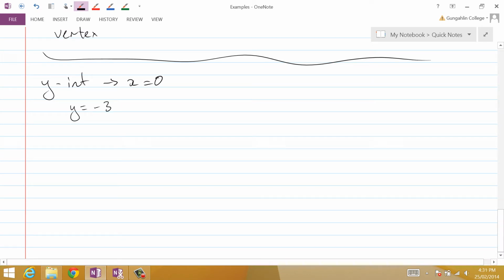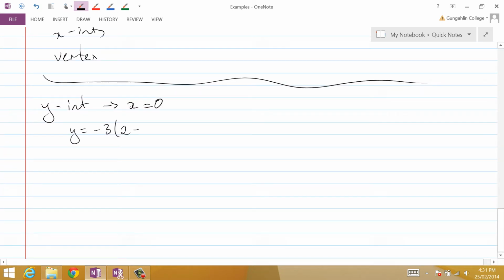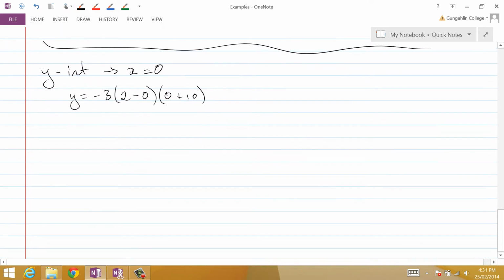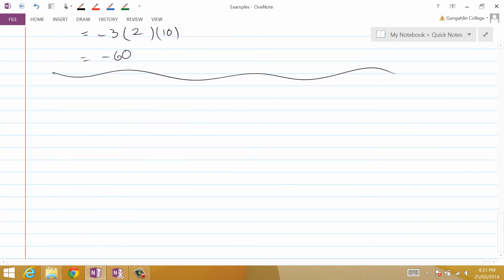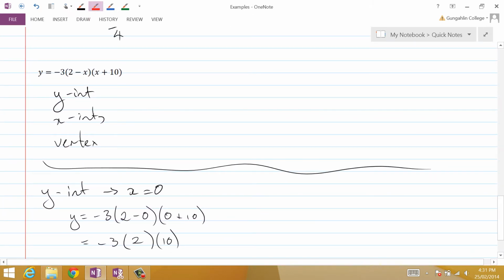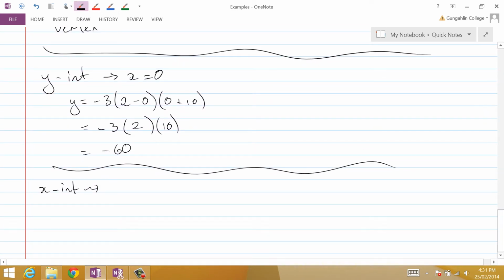y equals minus 3 times 2 minus x, which is 0, times x plus 10, x is 0, plus 10. Working this out, 2 minus 0 is 2, 0 plus 10 is still 10, and I get minus 60. I'll just summarize that information up the top here. So my y-intercept is minus 60. That's going to be one really important piece of information to graph.